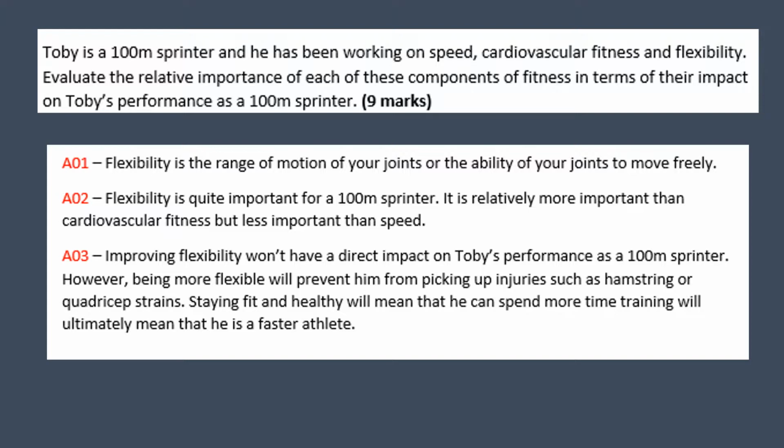For our final main paragraph, we can discuss flexibility. So for AO1, it needs to show our knowledge of this component of fitness. So flexibility is the range of motion of your joints or the ability of your joints to move freely. Flexibility is quite important for a 100 meter sprinter. So we would probably say that it's relatively more important than cardiovascular fitness, but not as important as speed for a 100 meter runner.